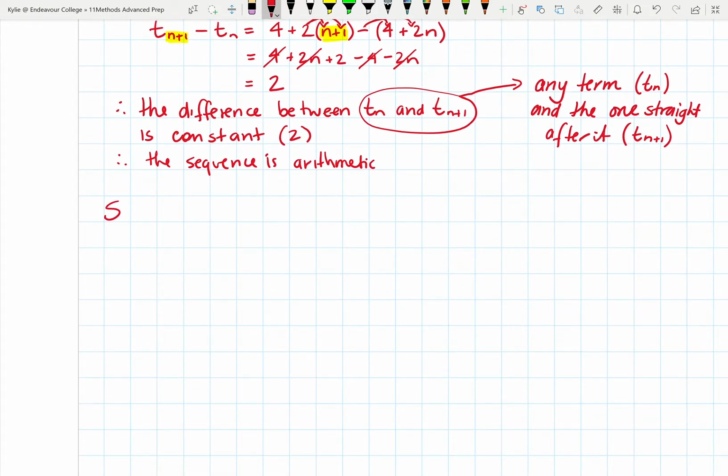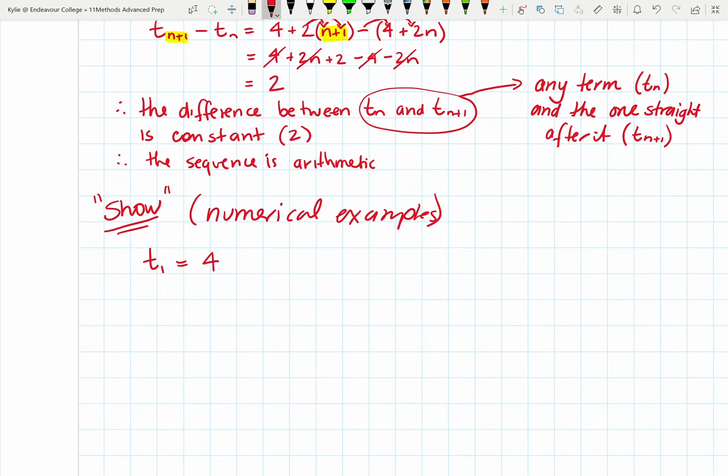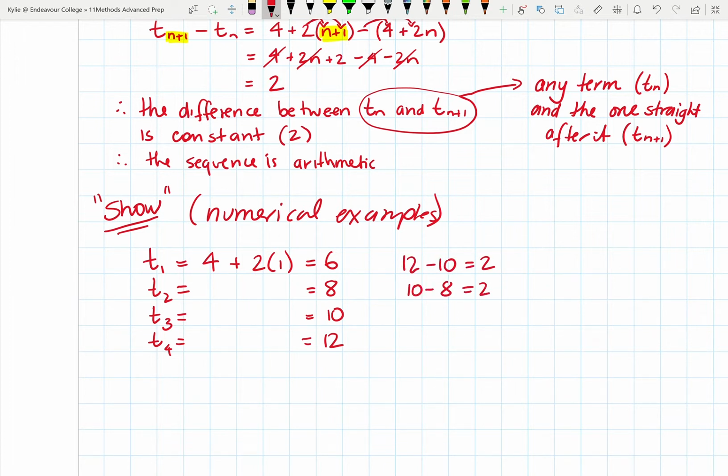I'll show you the difference now with a show, what show looks like if you're being asked to show. So if you're being asked to show, you can use numerical examples. And an obvious place to start would be to calculate T1, which is 4 plus 2 lots of 1, which is 6. T2, you can work out is 8. T3, you can work out is 10. T4, you can work out is 12. Then you can check. 12 minus 10 is 2. 10 minus 8 is 2. 8 minus 6 is 2.